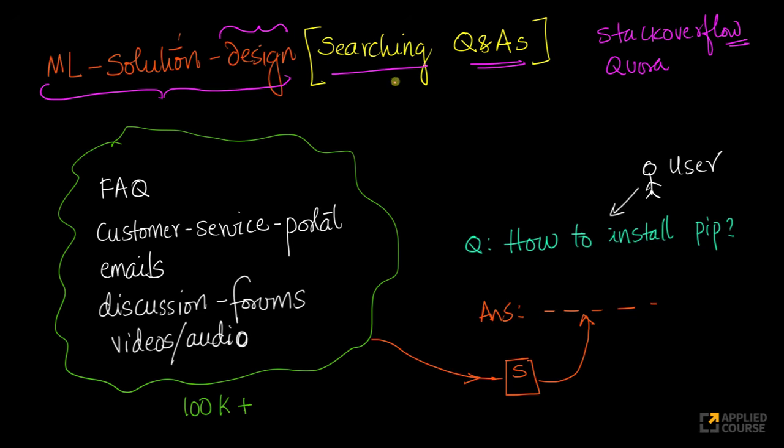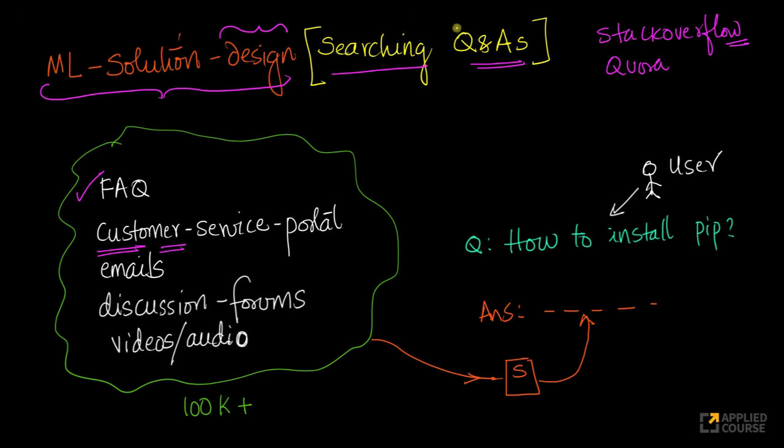But this problem of searching question and answer repositories not only exists in these internet companies, it exists everywhere. For example, imagine a company which has a customer service portal, right? In the customer service portal, people can ask questions. The customer service representatives respond back with answers. That is a huge treasure trove of data with question answer pairs. Similarly, companies might create FAQs, and these customer service portals could be there for any company. It could be a mobile phone service company. It could be any company for that matter, right?